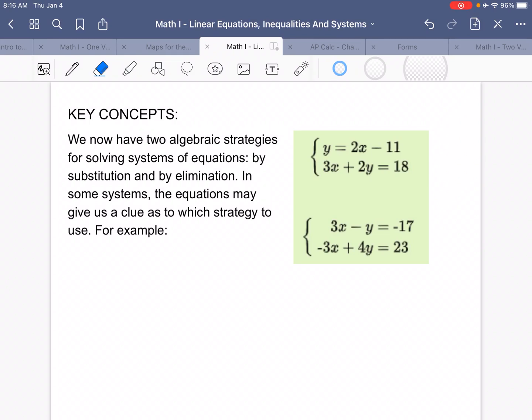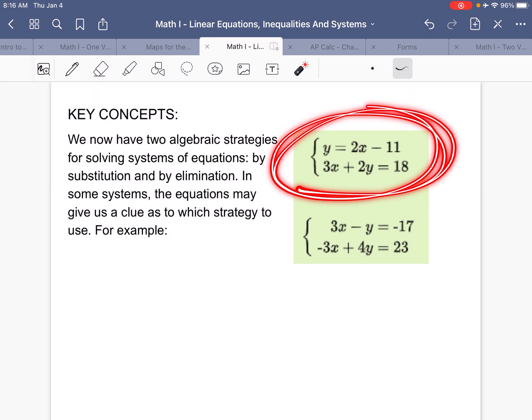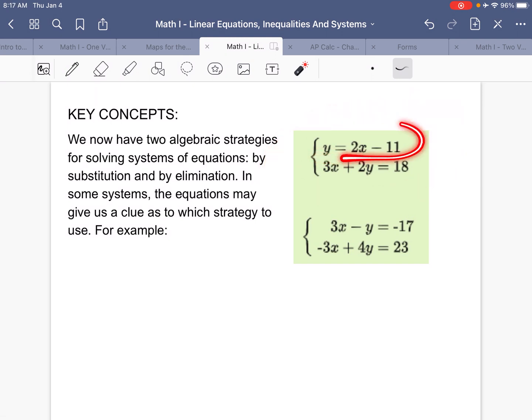So far, we have discussed two different ways to solve systems of equations. First, by substitution, where you take the equivalent of a variable and you replace the variable with that and then solve. And sometimes when we look at a system of equations, that is obviously what we should do. If you look at this, we already have y by itself, so we can take this y down here and replace it with 2x minus 11 and solve the system of equations.